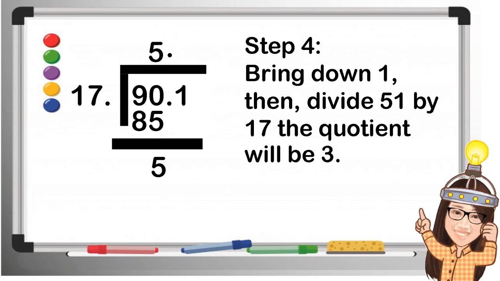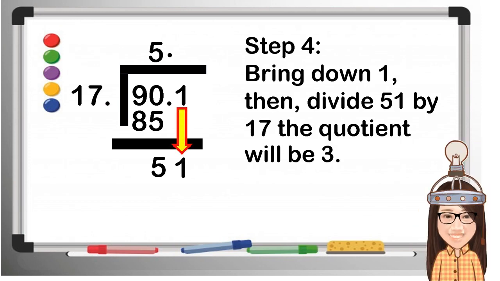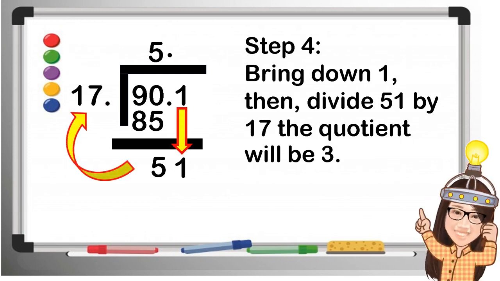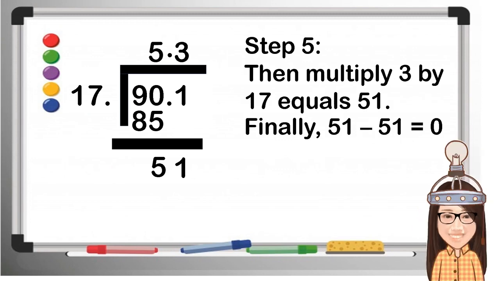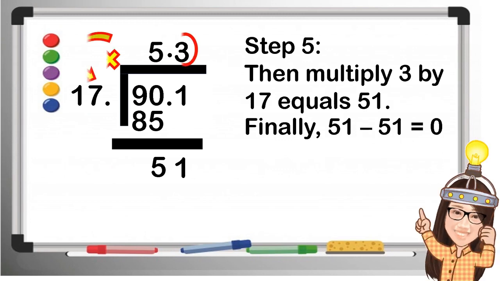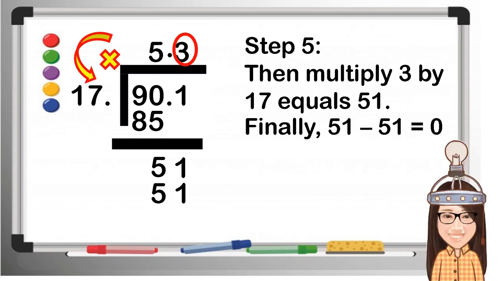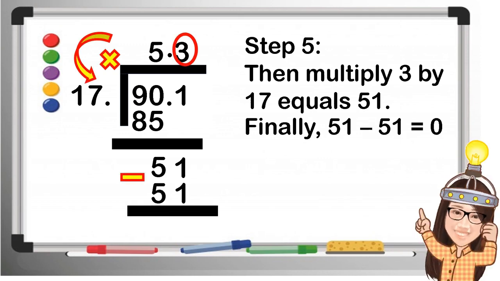Step 4. Bring down 1, then divide 51 by 17. The quotient will be 3. Step 5. Then multiply 3 by 17 equals 51. Finally, 51 minus 51 equals 0.